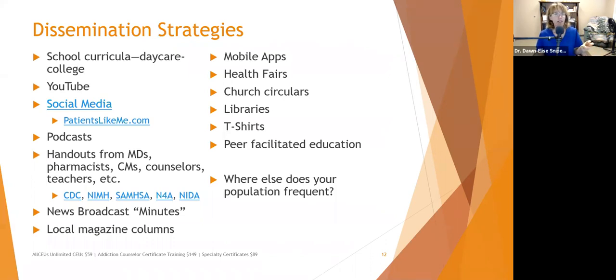Provide health literacy tips in church circulars. You don't have to have a big area of information, but a lot of people are looking at that circular during the sermon, I can guarantee you.